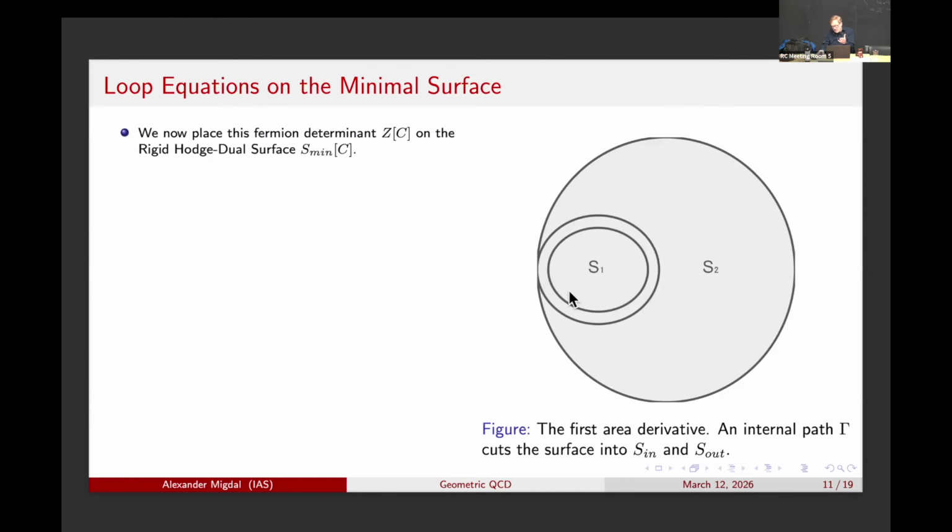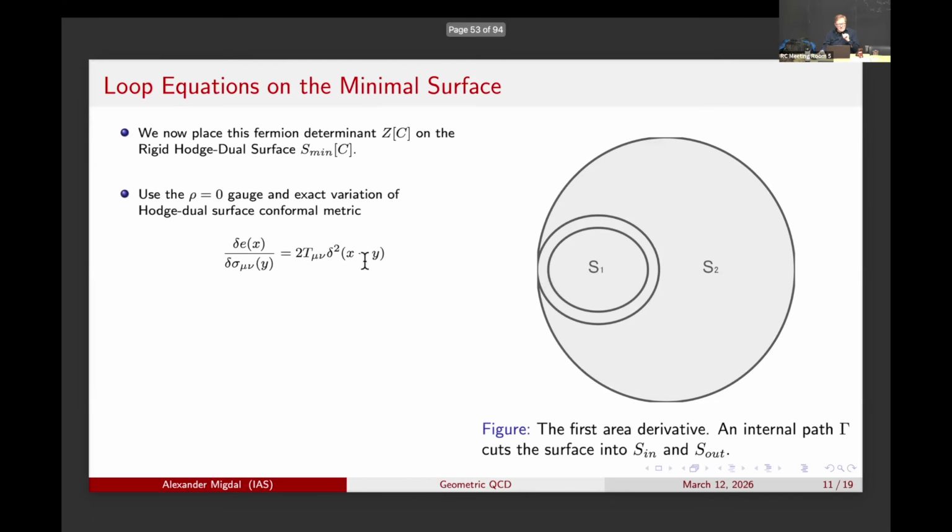I'm just explaining that in words, but it is, of course, a technically correct statement of the determinant. You could do it using the proper time representation of the determinant, and you could find the honest variation of that sum over paths. You will get the same. So basically, the statement is the following: the variation of the metric with respect to sigma mu is twice t mu times delta function.